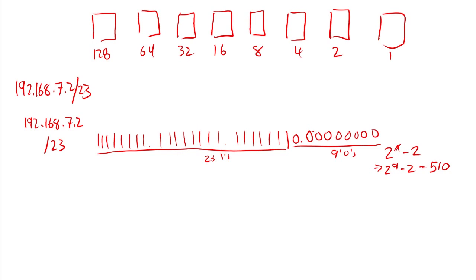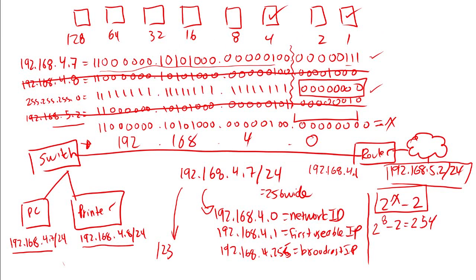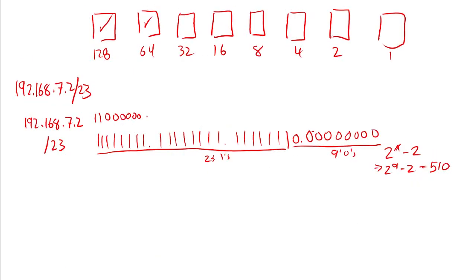But you can write 7.2. So remember 192, we go 128 and 64. So we're 11000000 dot 168. I'm going to be lazy here. 10101000 dot 7, which is 4, 5, 6, 7.